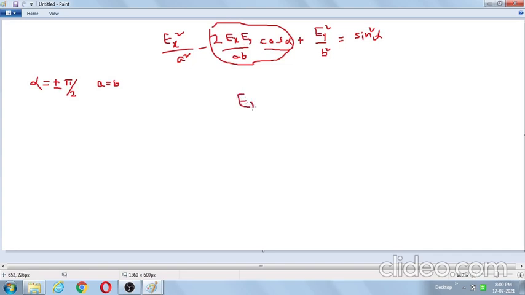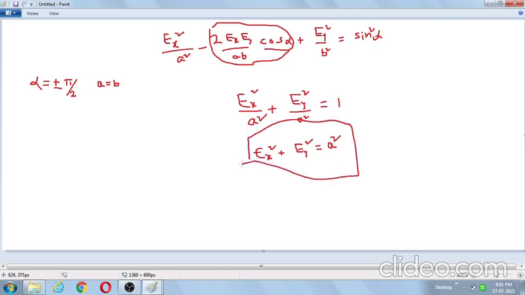So in case 2, Ex square by A square, and one more condition, A is equal to B. So instead of B, simply A is substituted, because A is equal to B. Sine square alpha, alpha is equal to 90, so sine square 90 is equal to 1. By simplifying, Ex square plus Ey square is equal to A square. This is the equation of a circle, so this is called circular polarization.